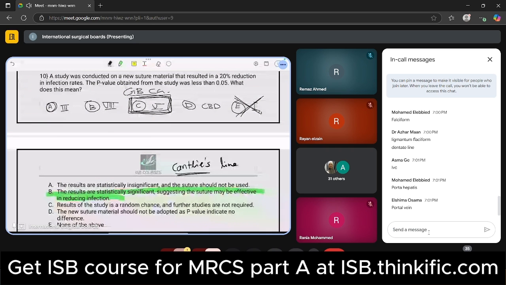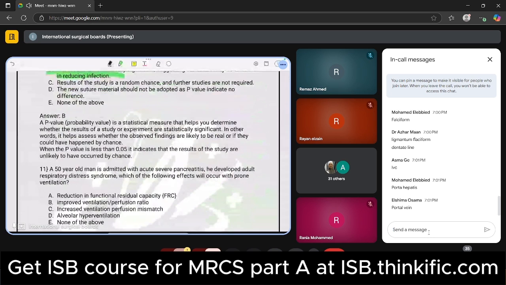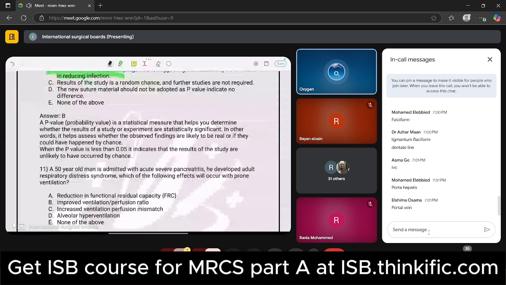Now let's see the next question. Question 11. A 50-year-old man is admitted with acute severe pancreatitis. He developed adult respiratory distress syndrome, ARDS. Which of the following effects will occur with prone ventilation? Reduction in function, improved ventilation perfusion ratio.